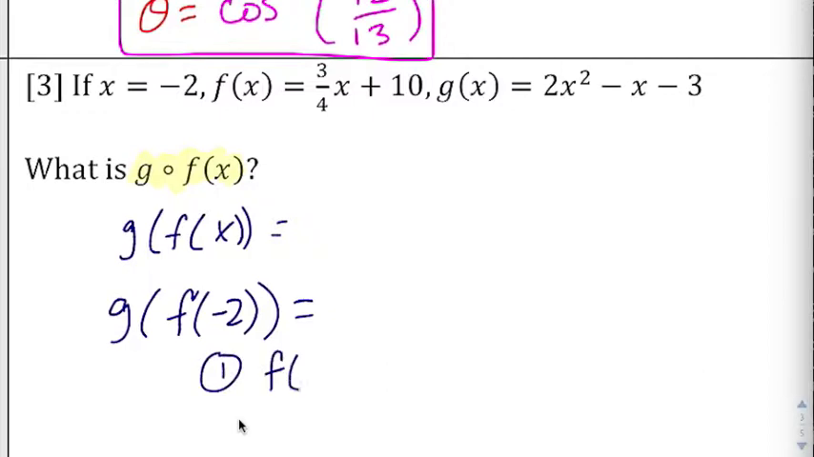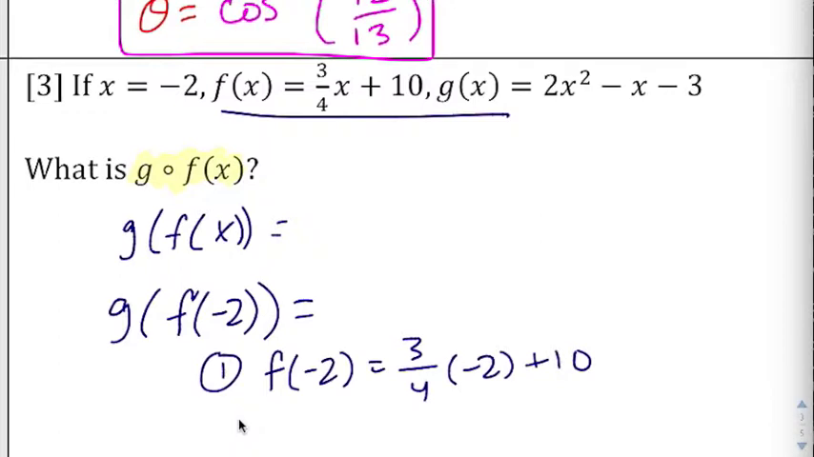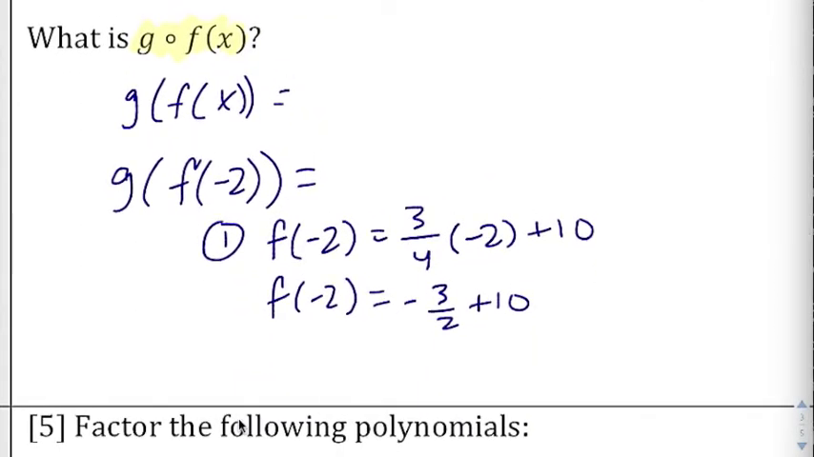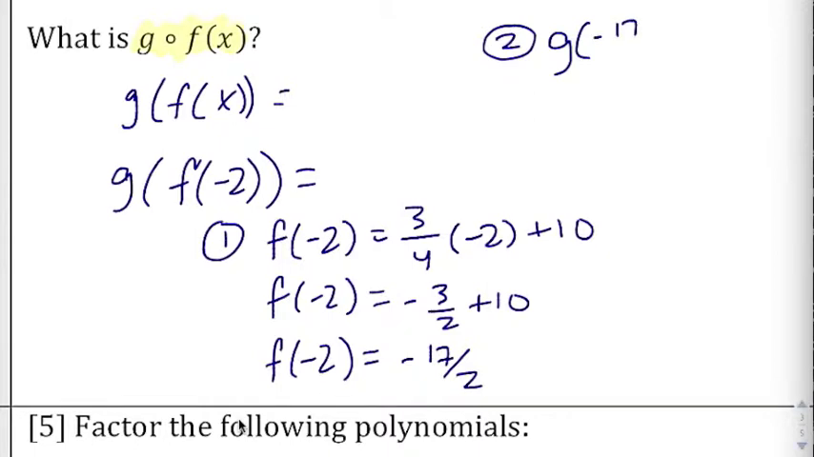So one, we can just find f of -2. Now the f function, of course, is up here. So we have 3 over 4 times -2 plus 10. So f of -2 would be, let's see, 2 goes into 4, so it'd be -3 over 2 plus 10. Okay. And then, let's see, adding those together, 10 would be 20 halves, so this would be 17 over 2. So then after we do that, we can now just take g of 17 over 2.